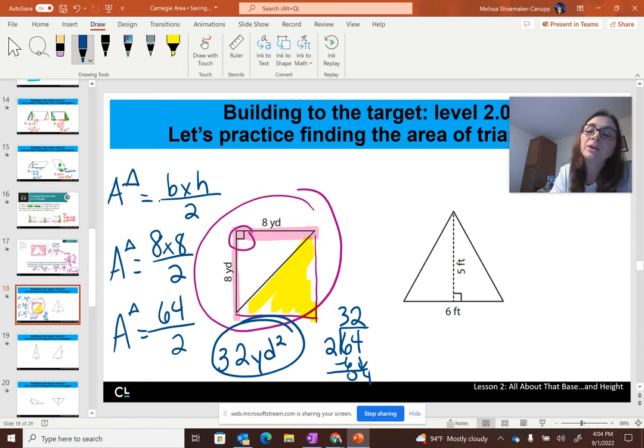Now, I'm probably going to let you use a calculator on some of this, so I don't want you to worry if you're not great at the division stuff. We'll be working on that in intervention to help fill some gaps.